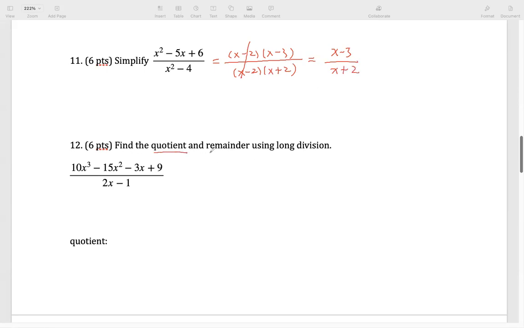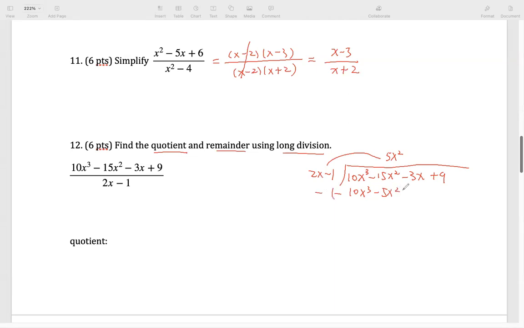Long division, we want to find the quotient and remainder using long division. So for long division, we write the dividend, the numerator, inside the symbol: 10x cubed minus 15x squared minus 3x plus 9. Then 2x minus 1, the divisor, we write outside. So we need a 5x squared, right, to get a 10x cubed. We subtract this again, then multiply negative 1 with 5x squared, negative 5x squared.